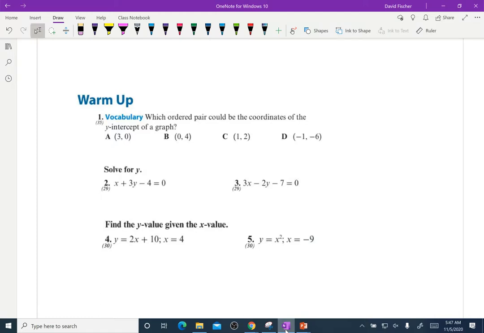We're doing slope-intercept form. And rather than making T-charts and plugging numbers in like -2, -1, 0, 1, 2, doing a lot of math, getting answers, and then plotting those points, today we're going to just use the equation to make a graph.